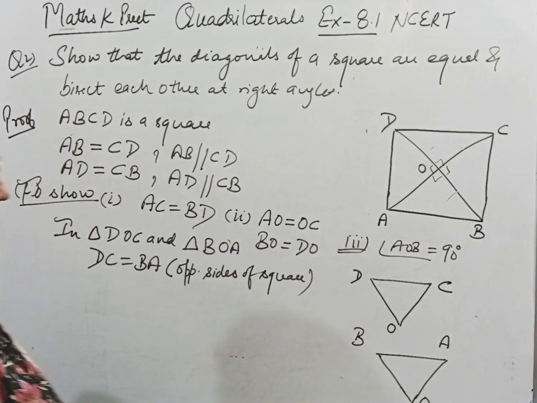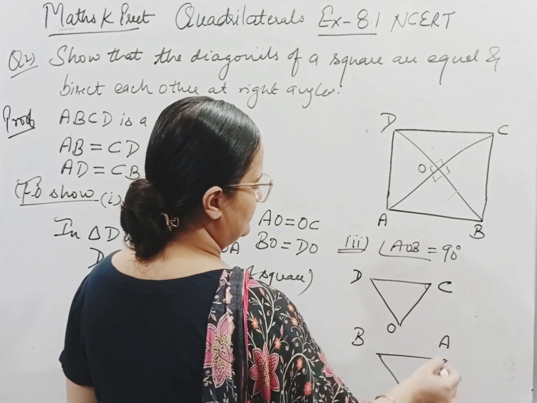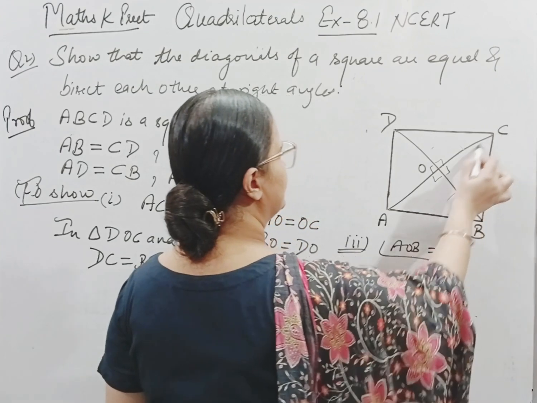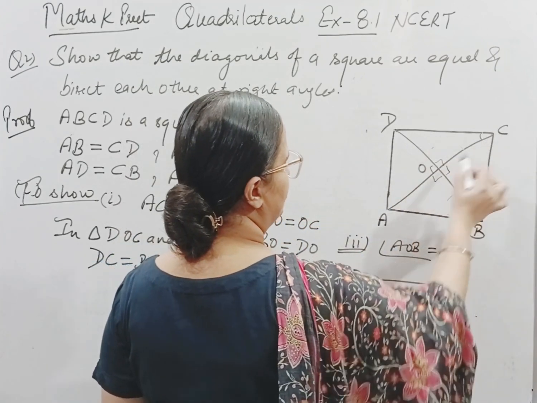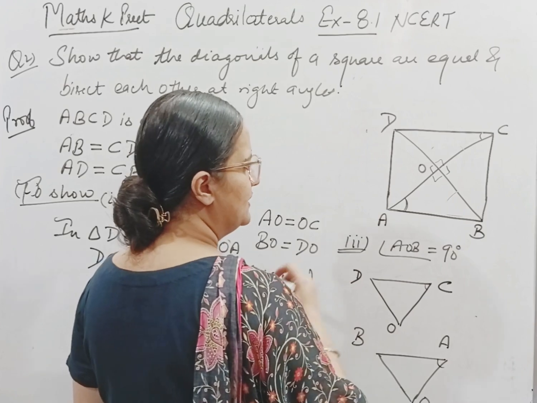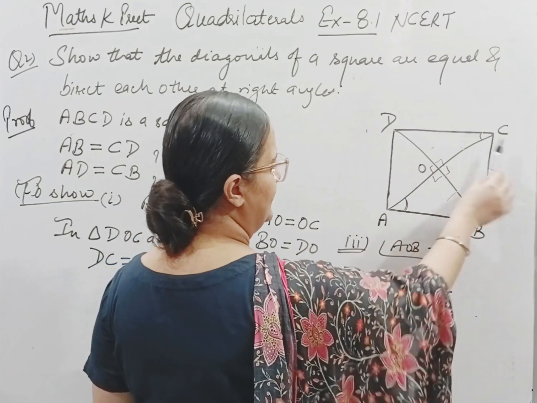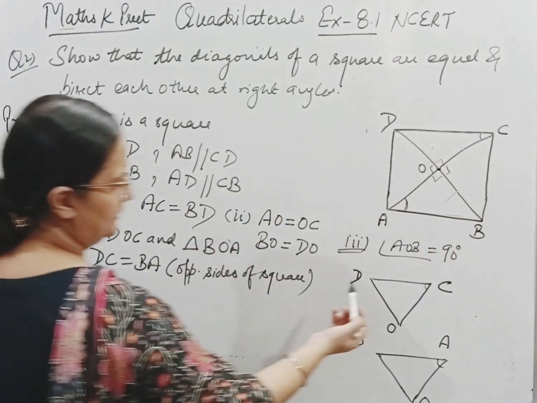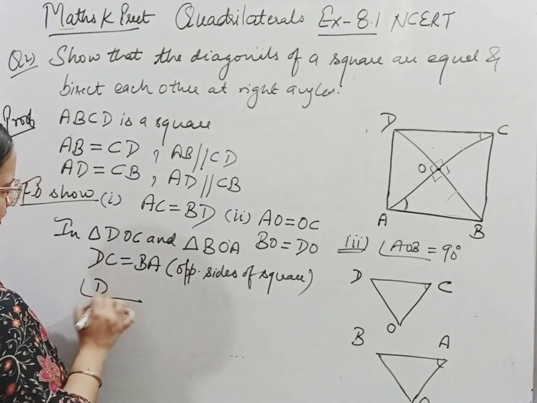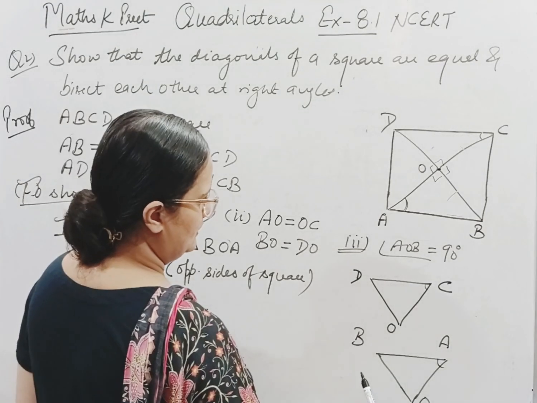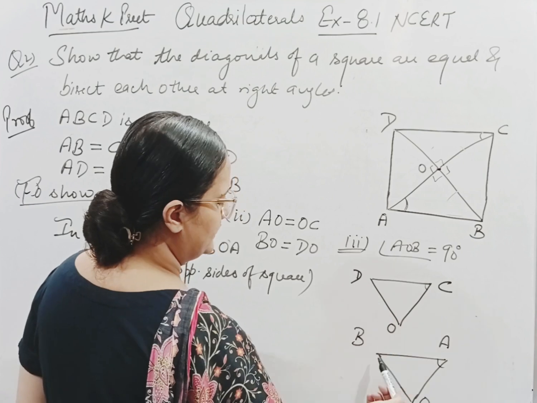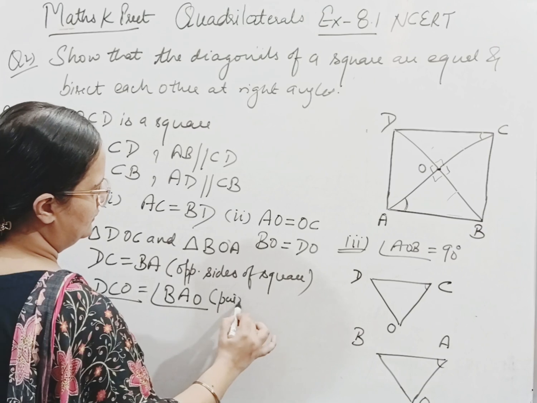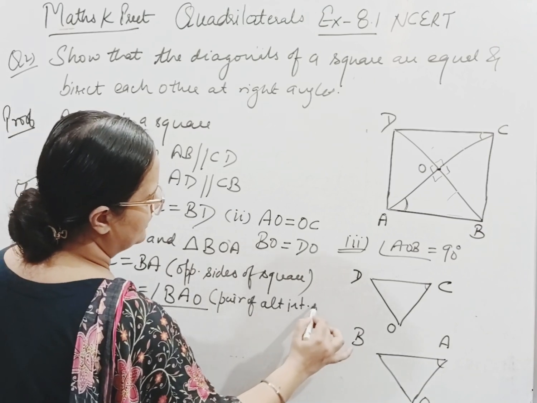Second is this angle. This angle will be equal to this angle. How? These are two parallel lines. This is acting as a transversal, so this is making a pair of alternate interior angles which are equal. Why equal? Because the lines are parallel. So here angle DCO I am taking till here. Here you can also see DCO. DCO will be equal to BAO, by pair of alternate interior angles or alternate angles.